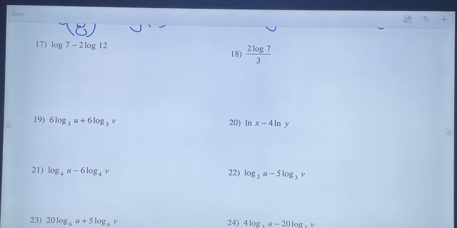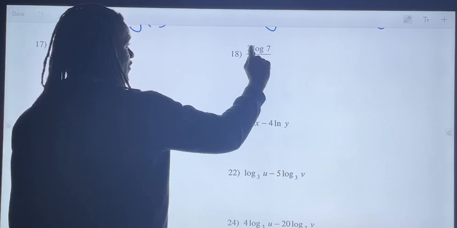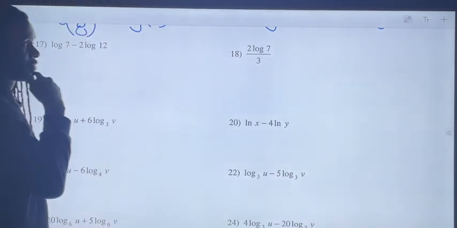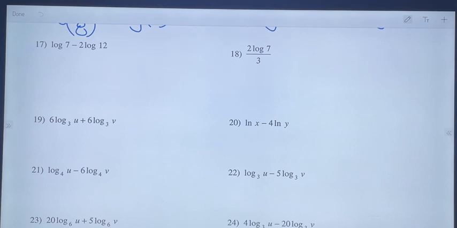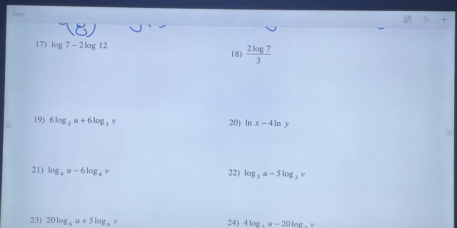Alright, so log cubic 7 to the power 2, divided by 3. Do the top part. The top one would be 7 to the power 2. Think about it. The 2 would be the exponent. It's being divided by 3. Why would it be squared? Cubed, not squared. Squared is by 2. Cubed is by 3.